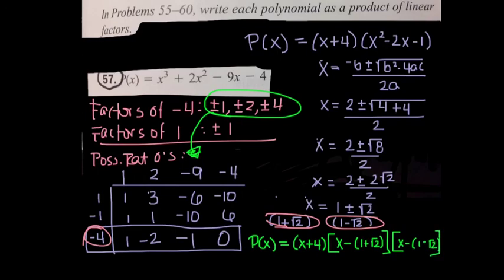I have 3 linear factors. Even though there's more than one term in some of these zeros, this is still written as a product of linear factors.